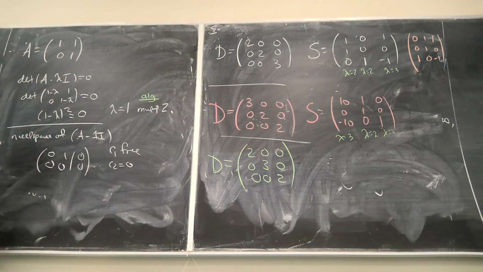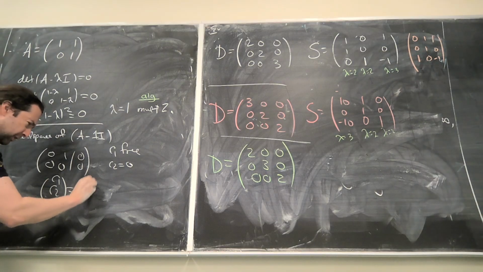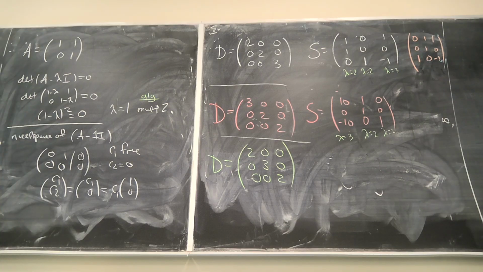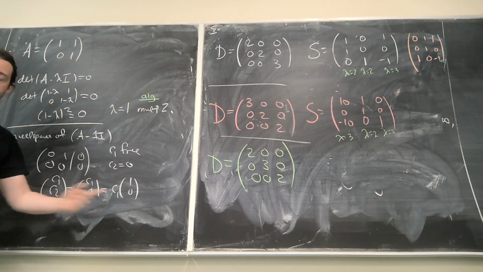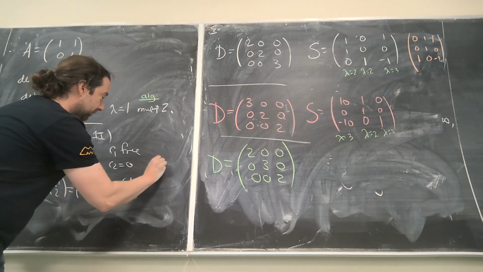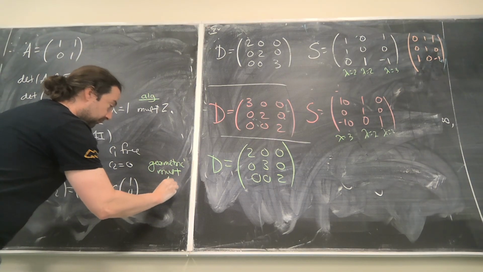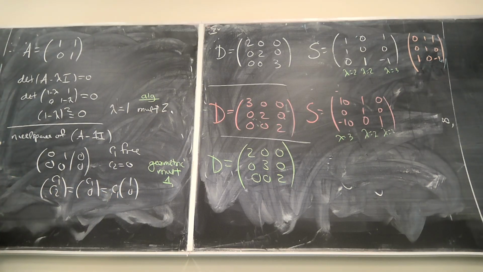C1 is free. C2 is 0. So the solution set to this, which will be the eigenspace, right? The eigenvectors will come from solving this null space. You're going to get C1, C2 equal to C1, 0, which is C1 times 1, 0. So you have a one-dimensional eigenspace. The eigenspace is the span of one vector. So this has geometric multiplicity 1, because the eigenspace is one-dimensional. It's the span of a single vector.